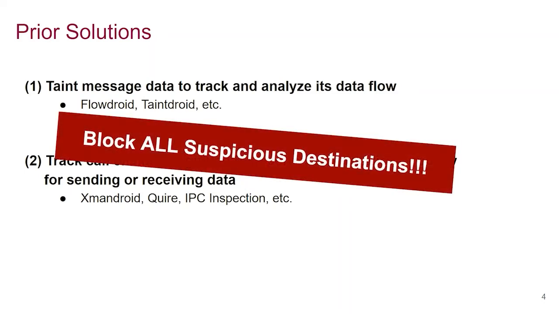However, these solutions block all suspicious destinations. In other words, if one finds an untrusted data flow or call chain, all the involved destination apps will be blocked. Let's think about that. Untrusted does not equal malicious, right? And this solution actually blocks all untrusted but not malicious apps from getting the delivered data.